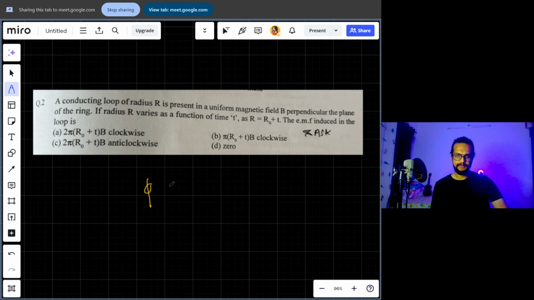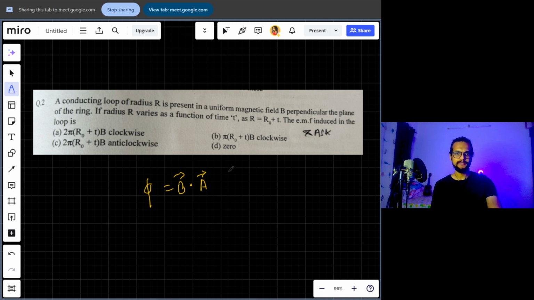And flux can change in three ways, like we discussed the other day. Either you change B, or you change A, or you change the angle between them, right? In this particular case, what is changing? Can you tell me? A. Of course, A is changing, isn't it? So that's all we have to do.